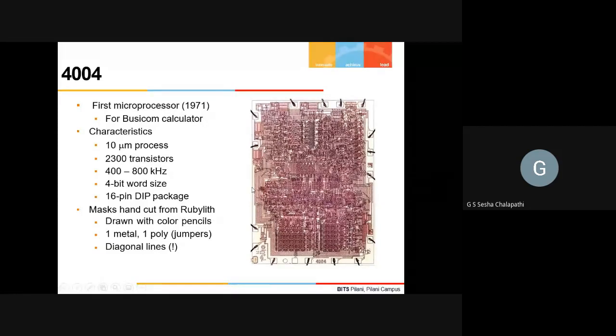You can see how it was. Now it's all machine operated. They were drawn with color pencils with one metal layer and one poly layer. The number of metal layers now is much higher, I think around 6 or 7 layers right now.